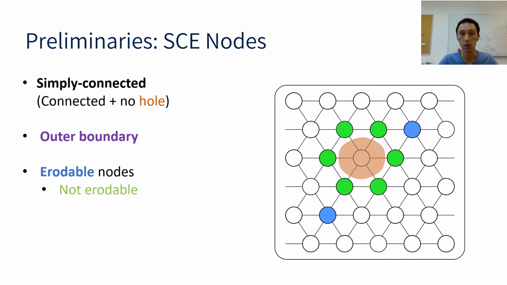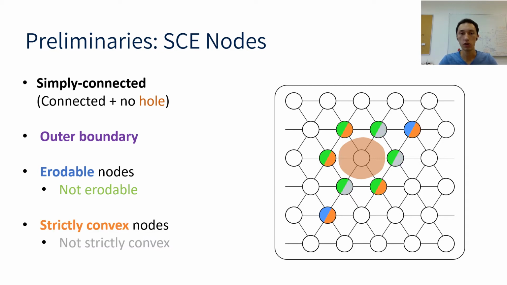A node is said to be erodible if it is on the outer boundary and if it can be removed without disconnecting its one-hop neighborhood in the shape. In this figure, the blue-colored nodes are erodible, whereas the green ones are not.